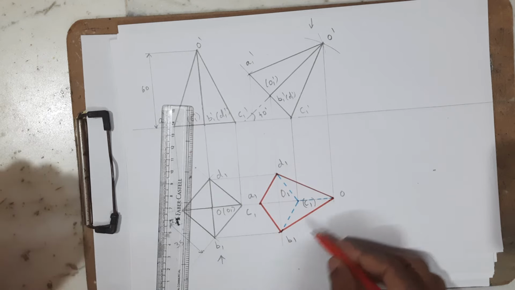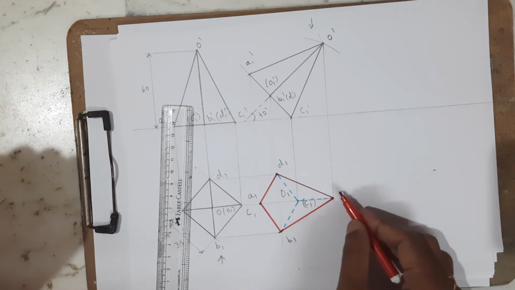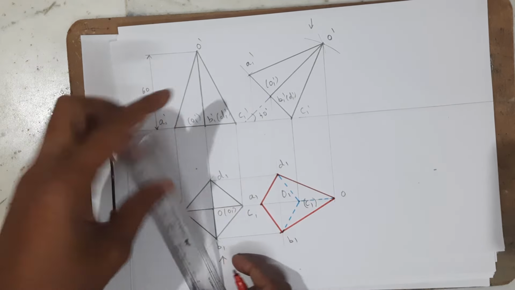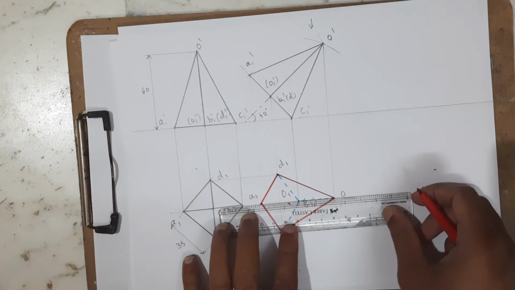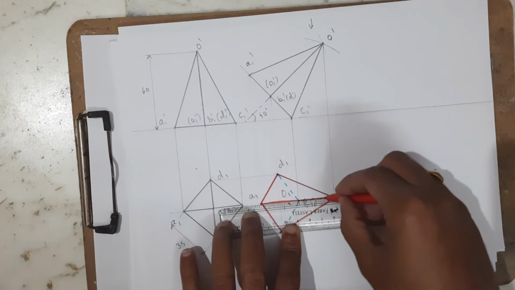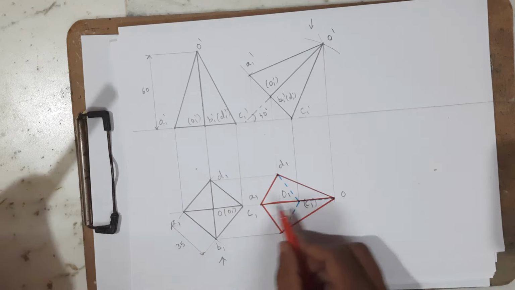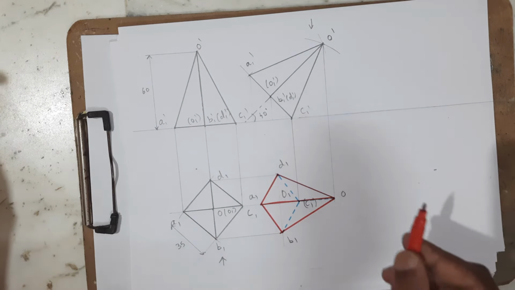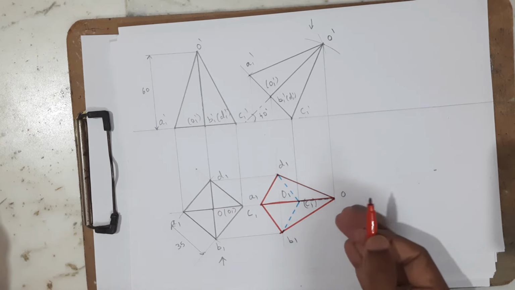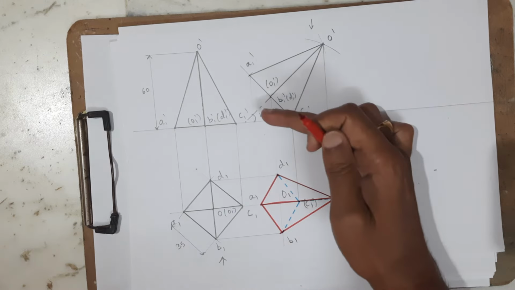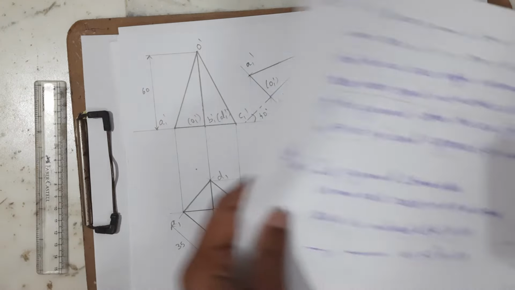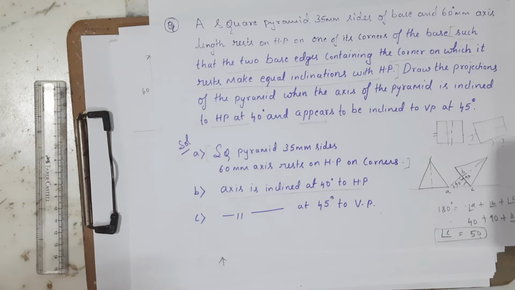So out of 4, B1 to O is joined, C1 to O is joined, D1 to O is joined. Identify the remaining slanted. The remaining slanted is A1 to O. So this must be dark. Okay, this must be dark. See, A1 to O, we are giving importance to the visible edges. So C1 to O is invisible and it is back side. Okay, so this is the top view which satisfy the axis is inclined at an angle of 40 degree to HP.